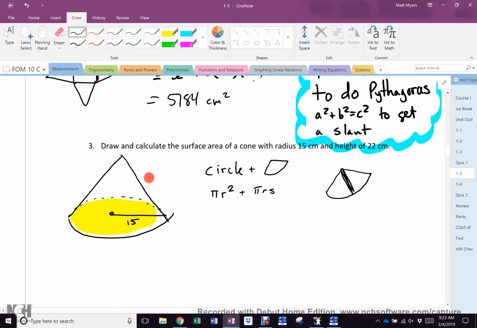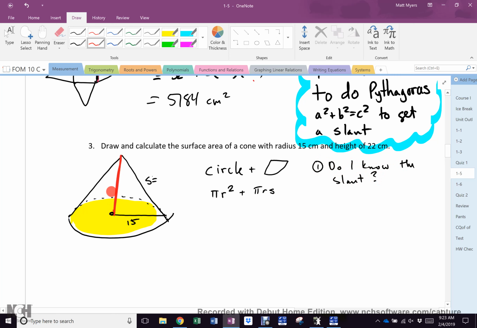Down the side. So here is my slant. Read the question. Do I know it? The first question you have to ask yourself is, do I know the slant? And Satjot says, yes or no? No.